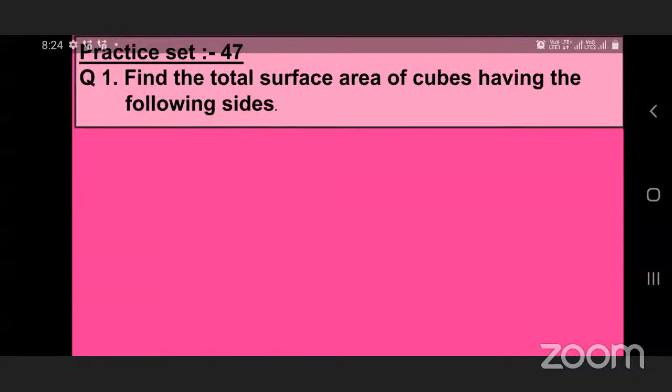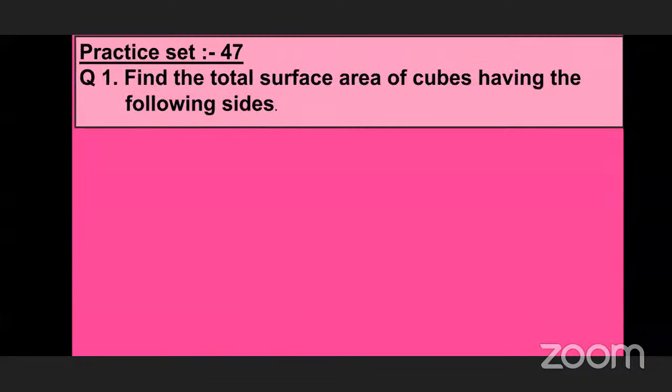So let us start with our new practice set 47. Here the question is there. First question: find the total surface area of cube having the following sides. Just now, children, we have seen the formula of total surface area of cube. Now, here sides are given, and we are supposed to find out the total surface area of cube with the given side.